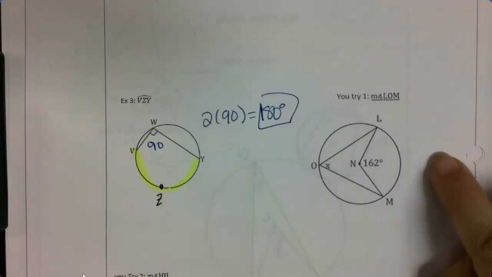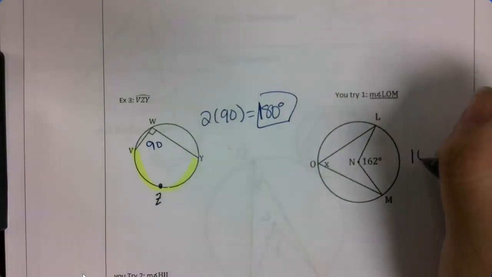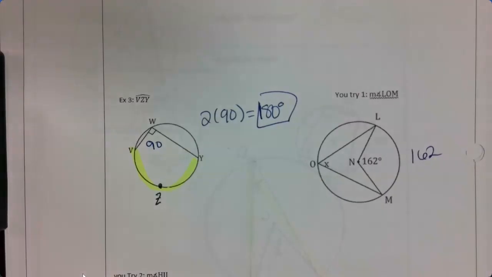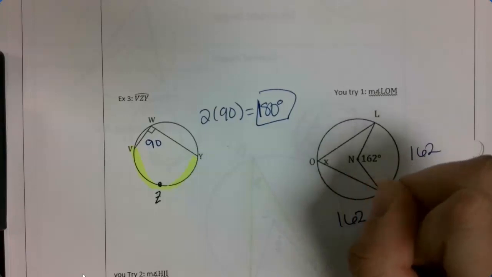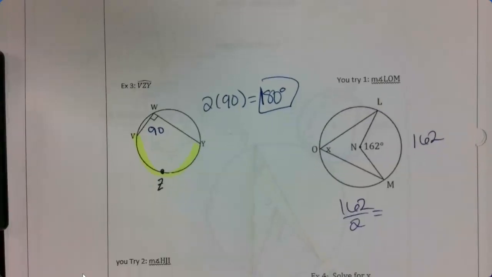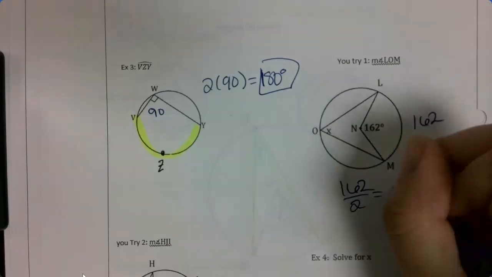So for this one right here, I have that this angle is 162, so that means the arc LM is also going to be 162. So to find angle LOM, I want to take the 162 and divide by 2, which gets us 81.